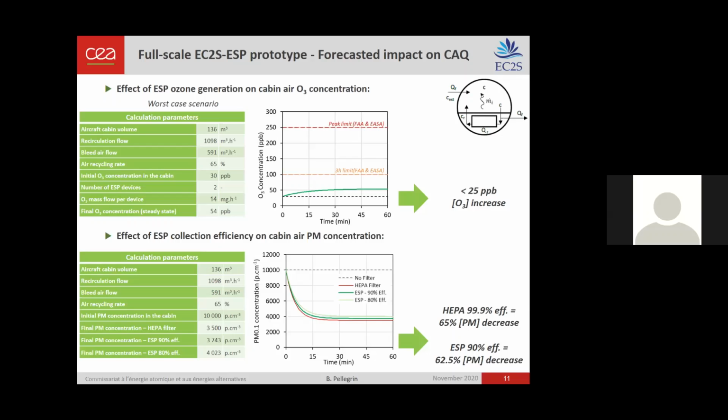For 65% air recirculation rates and assuming a constant particle concentration outside the aircraft, for example, on the ground, we calculated that the EPA filter would lead to a 65% decrease in particle concentration, which has to be compared to a 62.5% decrease in the case of the electrostatic precipitator.